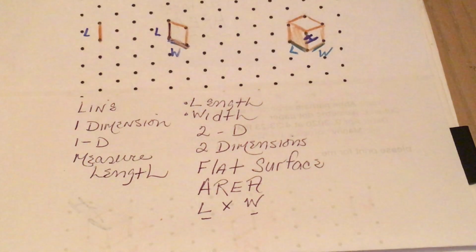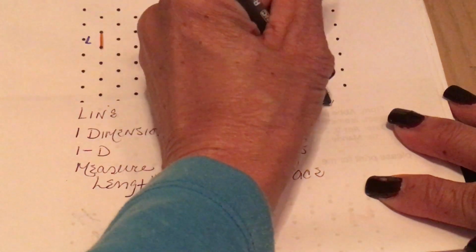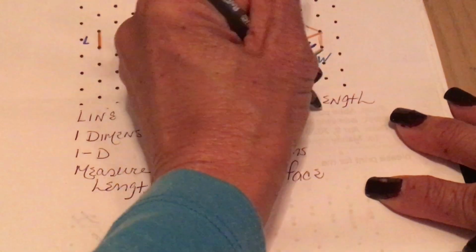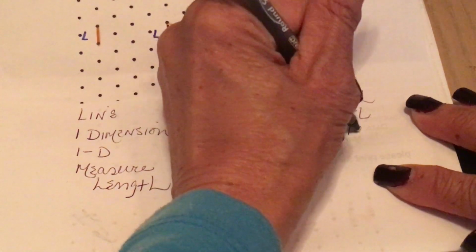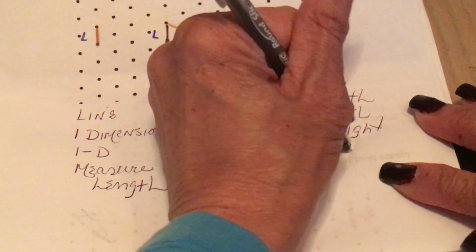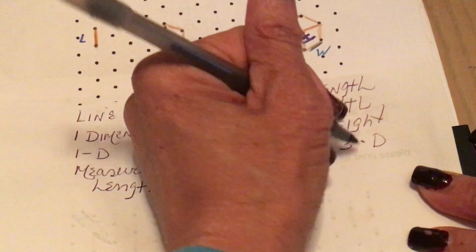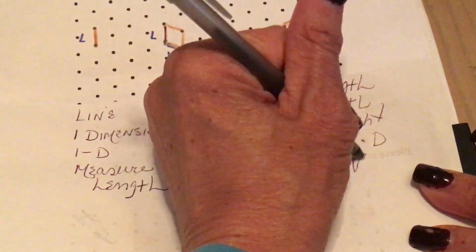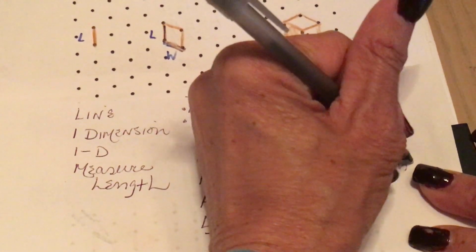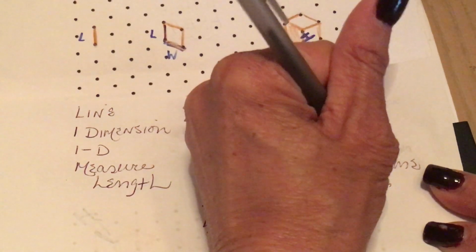So for our 3D figure, we've got length, width, and height. That's what makes it 3D, three-dimensional, and 3D figures actually measure volume, or it measures capacity, how much something can hold.